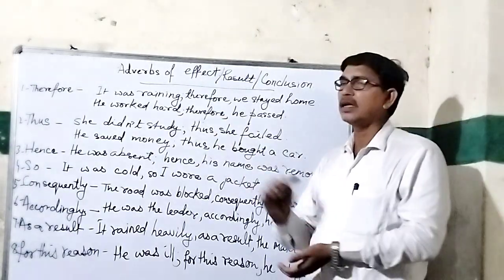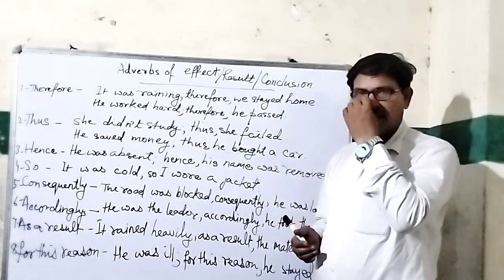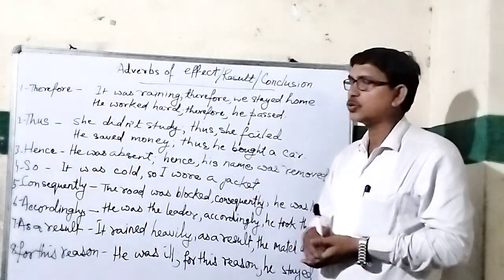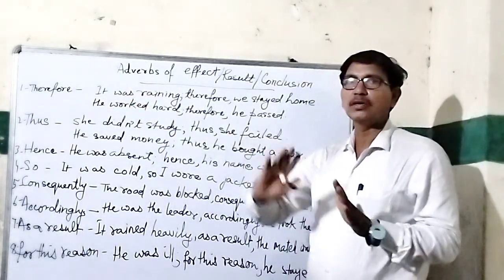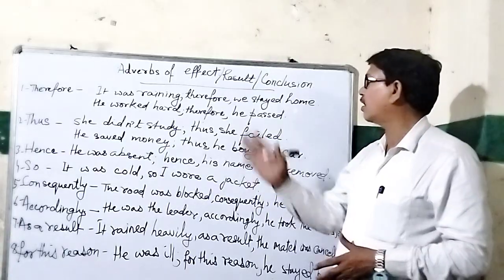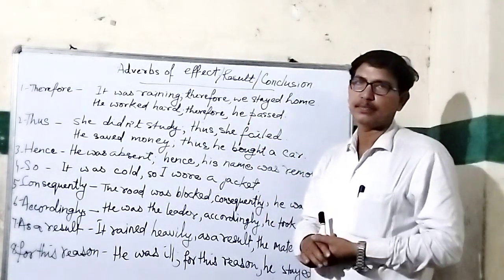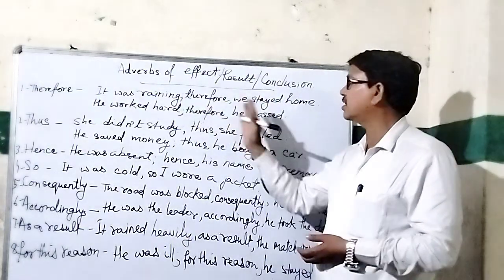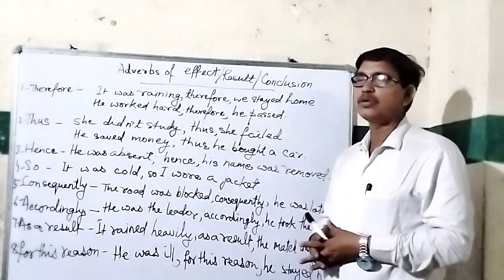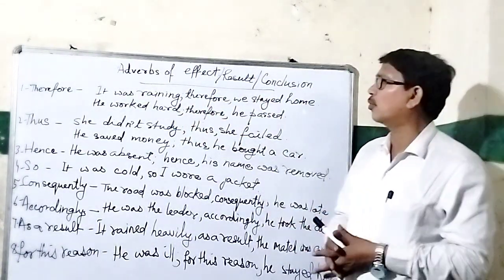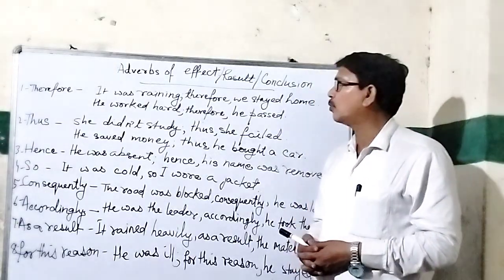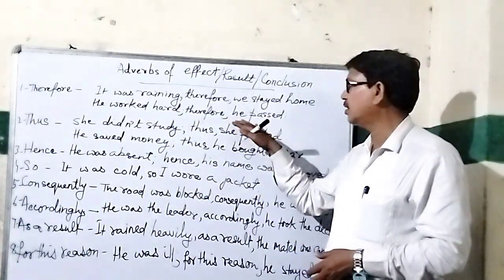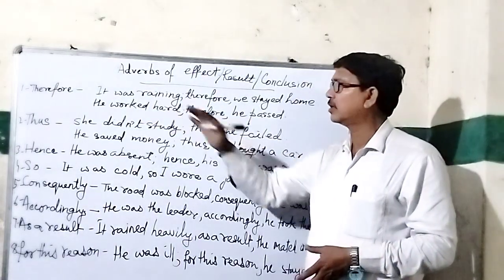For example, here we can see the function of therefore. It was raining, so this is the cause. It was raining, therefore we stayed home. This is the result of that. This is the effect of that. It was raining, therefore we stayed home. He worked hard, therefore he passed. This is the result of this action.